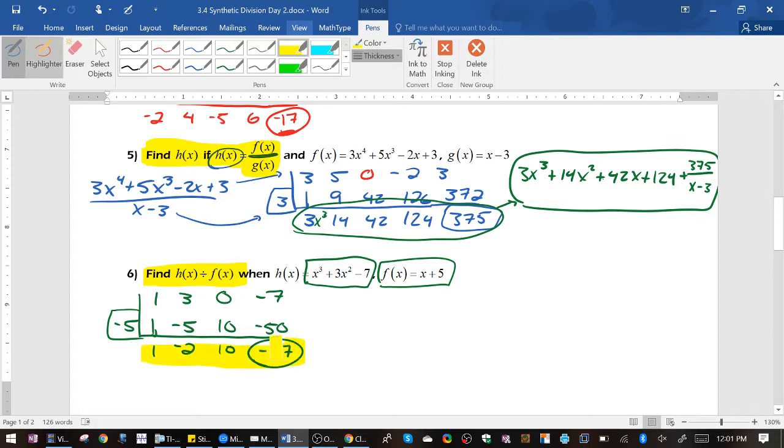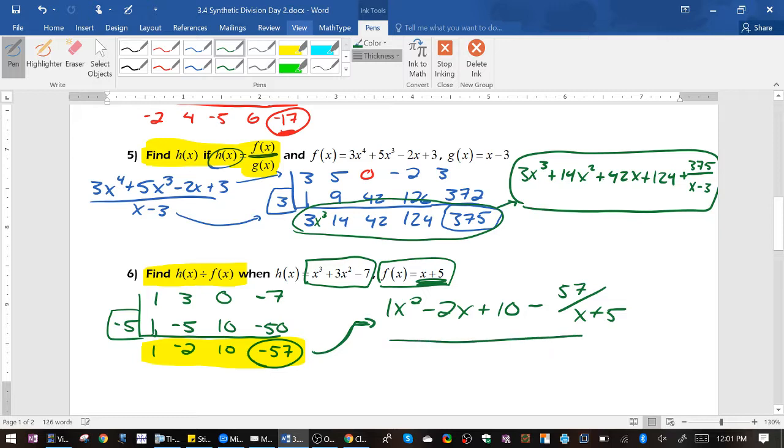So I need to turn this into a function now. So after I did the division, here's what was left over. It started as a cubic. So now that 1 becomes 1x squared. I see -2x plus 10. Okay, because this is negative, you're going to write -57 over what we were dividing by. Now I see a 5 here, but technically we're dividing by x plus 5, so I put x plus 5 in here. Okay, so note to self, pay attention to the directions so you know how to write your answers.